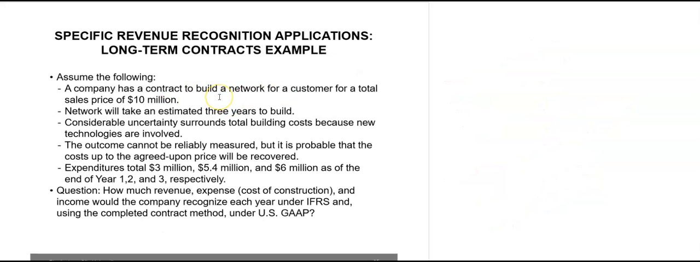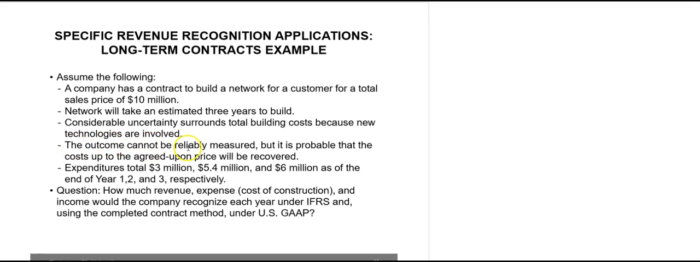Let's have an example where the outcome of the long-term contract is not reliably measurable. So here we have a company that has a contract to build a network for a customer for a total sales price of $10 million. The network will take an estimated 3 years to build. There is considerable uncertainty surrounding the total building cost because new technologies are involved in the construction.